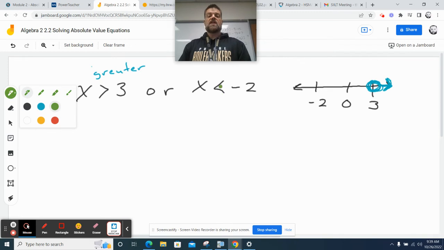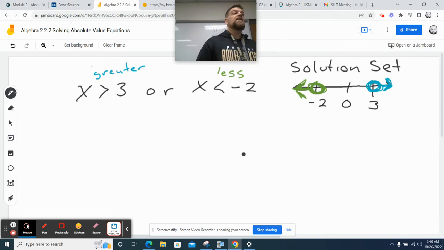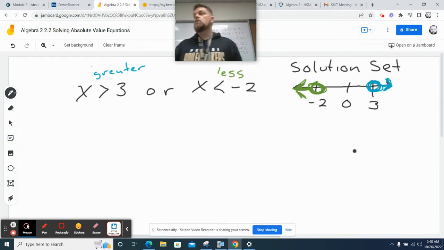And I suppose I could do the same thing here. This is saying that x can also be less than -2. So I'm not going to include -2, but I'm going to include any value less than -2. Since I don't have an equal sign, I'm just going to do an open circle. So now this whole thing is what we call a solution set. With our absolute value problems, when we get to the inequalities, we're going to have a solution set. There's more than one value that will make the inequality true.